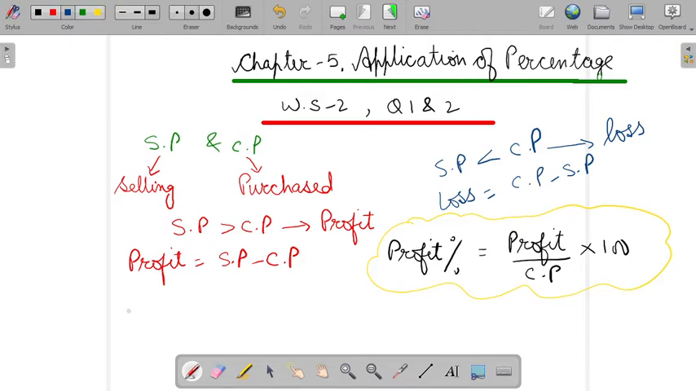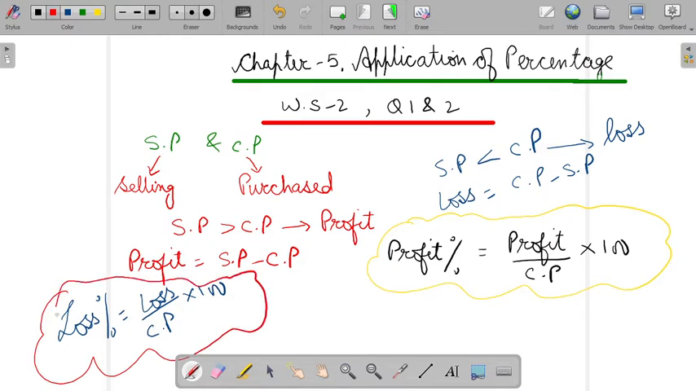Now, if we have to find out the loss percent, what would be its formula? Loss upon CP multiplied by 100 would be the formula for loss percent. And here also, if you observe, the loss percent will always be calculated on cost price. So these concepts we will be using now in worksheet 2.